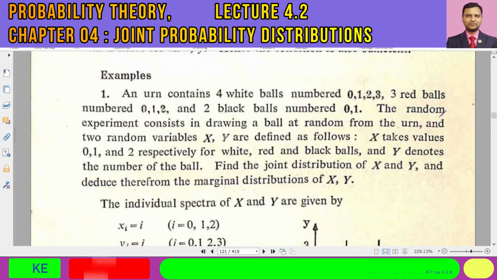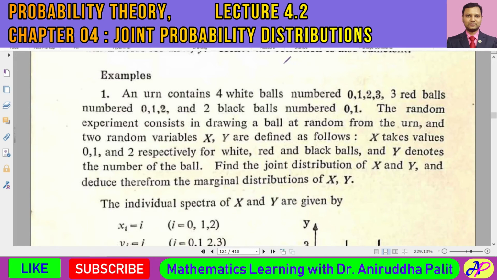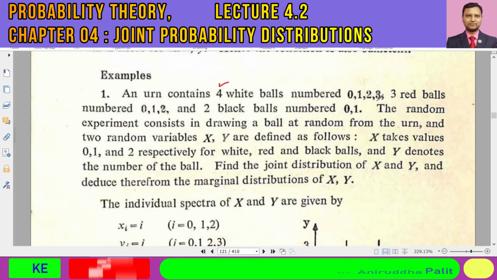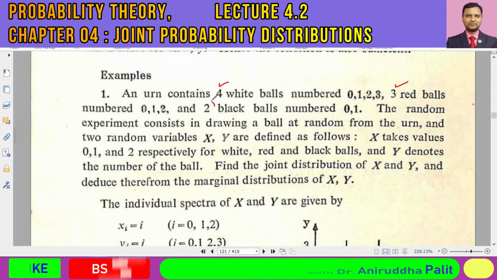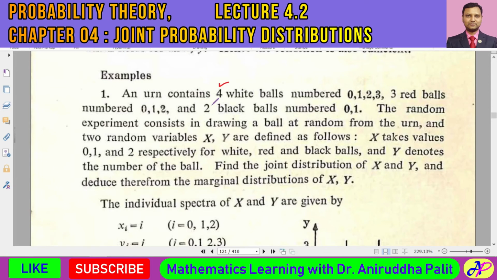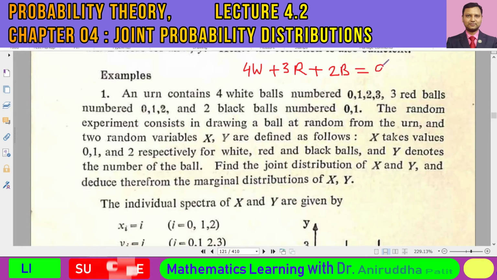So how many such balls are there? We have 4 white balls, then 3 red balls. 4 plus 3 is equal to 7, and we have 2 black balls. So altogether we have 9 balls of different colors.